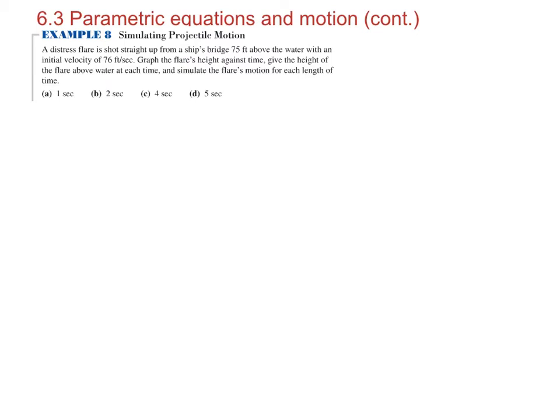So given the height of the flare above the water each time, simulate the flare's motion at each length of time: 1 second, 2 seconds, 4 seconds, 5 seconds. So first off, we have to come up with what our typical equation would be to model this, which we would use the following. We would say that y equals gravity, negative 16 t squared plus initial velocity, 76t, plus initial height, 75.